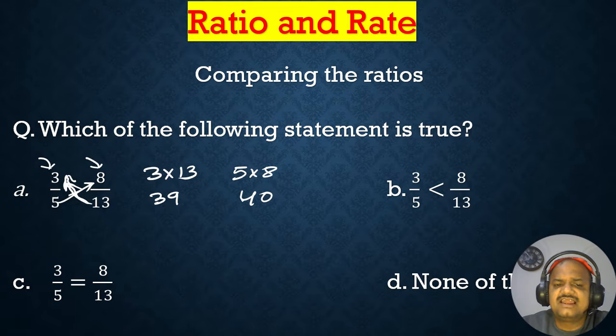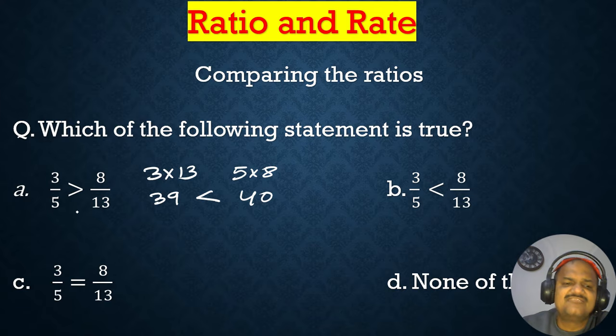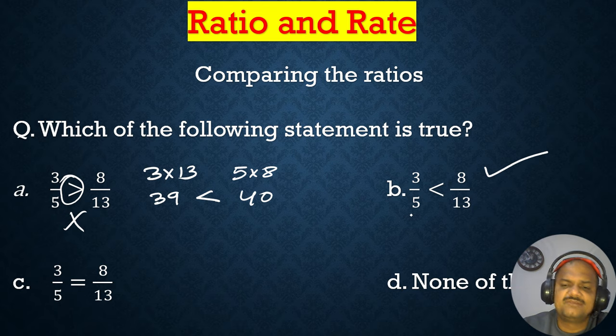Now you see 39 and 40, which one is smaller? So 39 is smaller than 40. Okay. So the first ratio, or first fraction, will be smaller than the second fraction, but here it is written greater. So this answer is wrong. So this will be the correct option. Why? Because the numbers are the same. So 39 is smaller than 40. So this option will be correct.